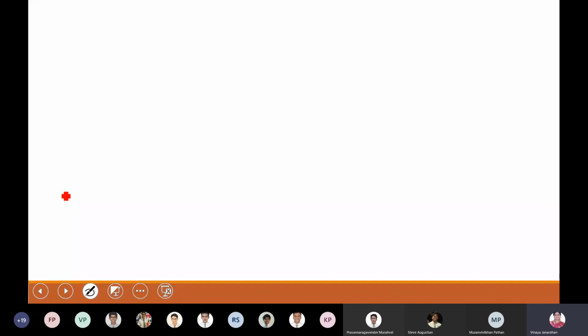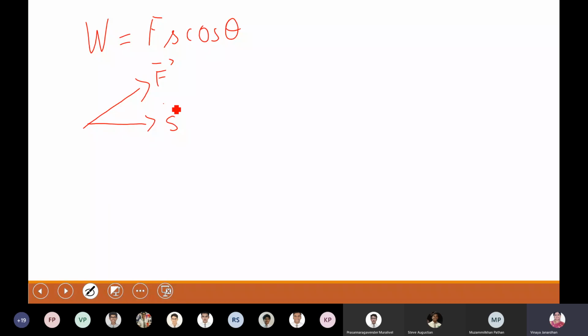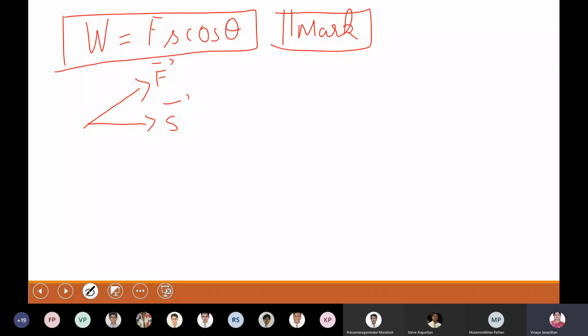Fine, boys. So we started with work is equal to Fs cos theta, where theta is the angle between your force vector and your displacement vector. All your 1 mark questions will be based on the types of work. Work can be positive, negative, and zero. Very important concept as a 1 mark question or as a reasoning based question. So theta is the angle between force vector and displacement vector. Now your work done can be classified as positive, negative, or zero.